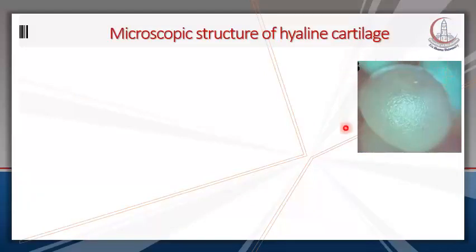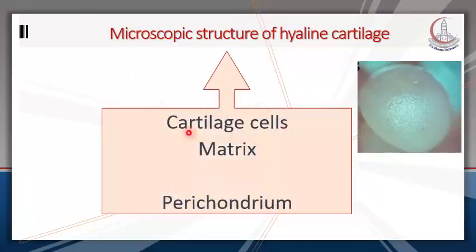Hyaline cartilage in the fresh state appears as a bluish translucent substance. That's why it is called hyaline, because hyaline in Greek means glassy appearance. Regarding the microscopic structure of the hyaline cartilage, we will discuss the cartilage cells and the matrix and the covering connective tissue, which we call perichondrium.